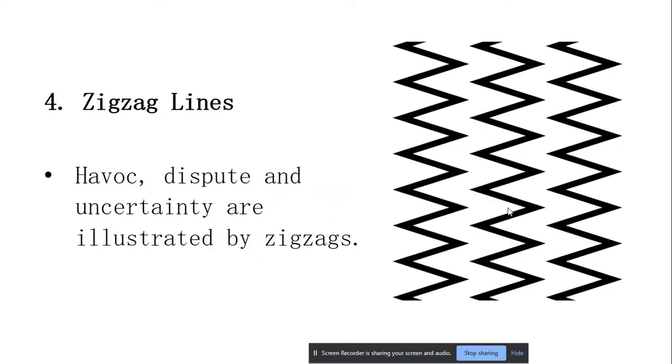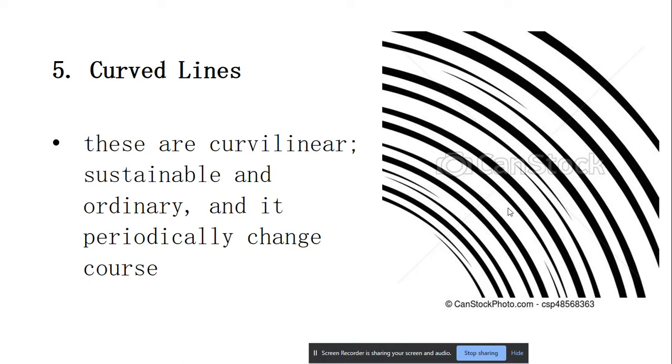We also have the zigzag lines. They evoke dispute and uncertainty, as illustrated by zigzags. This one. And we also have the curved lines. These are curvilinear, sustainable, and ordinary, and they periodically change course. This one, some explore with square lines.